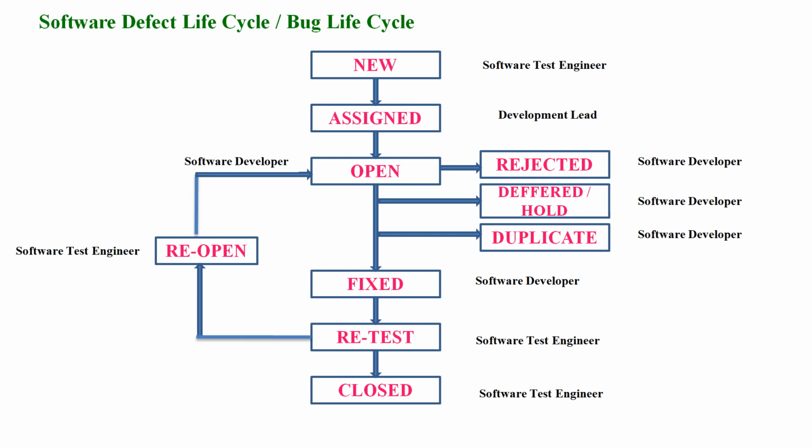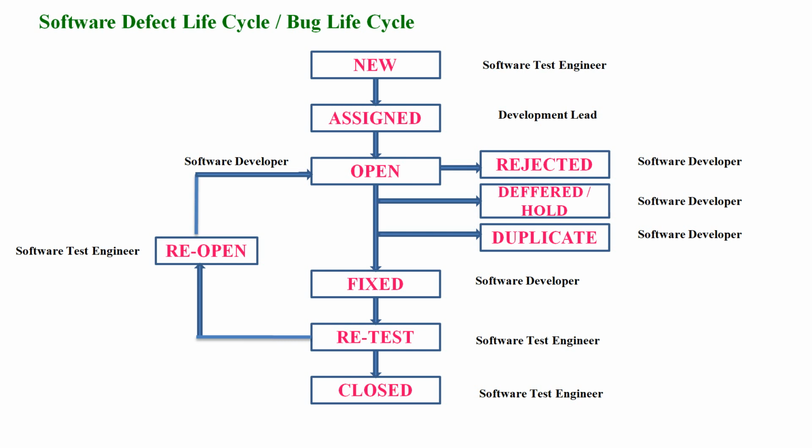So whenever the software test engineer finds the bug, immediately he will report the defect to the development team by assigning the status of the bug as new. Once the software test engineer reports the defect, immediately the development lead will come into picture. That means the development lead will look into that particular defect reported by the software test engineer, and he will assign that defect to the concerned software developer by assigning the status as assigned.